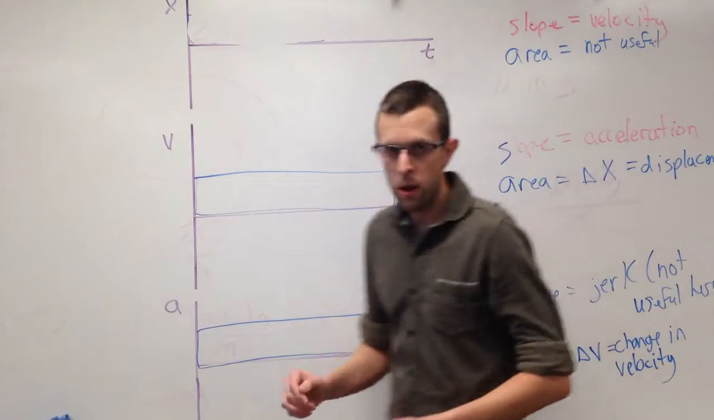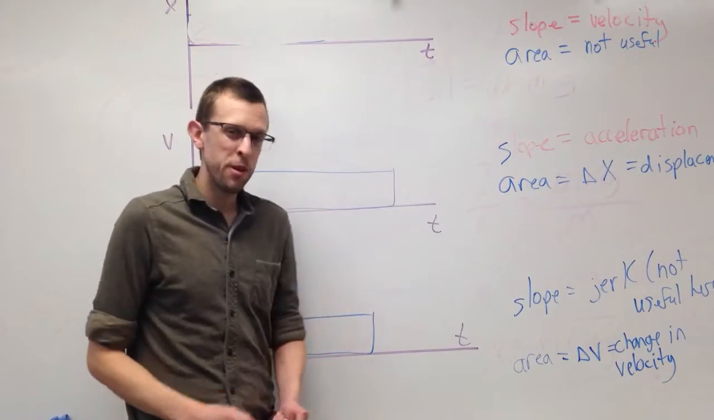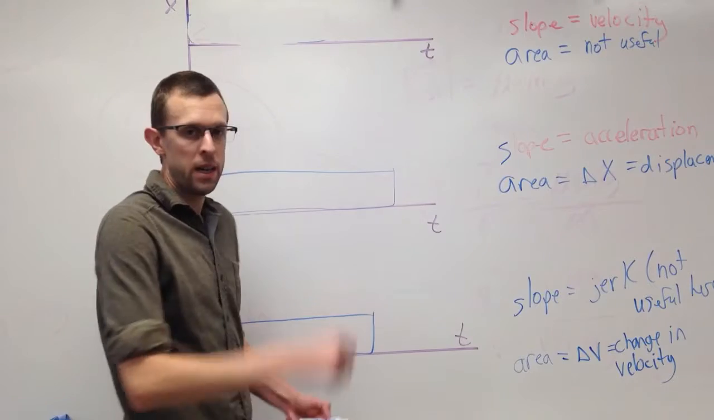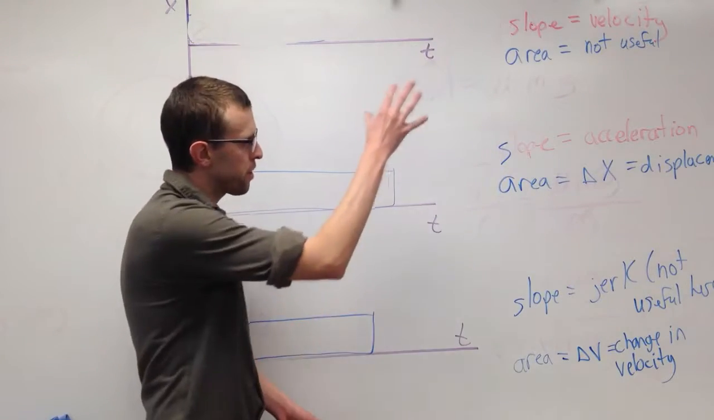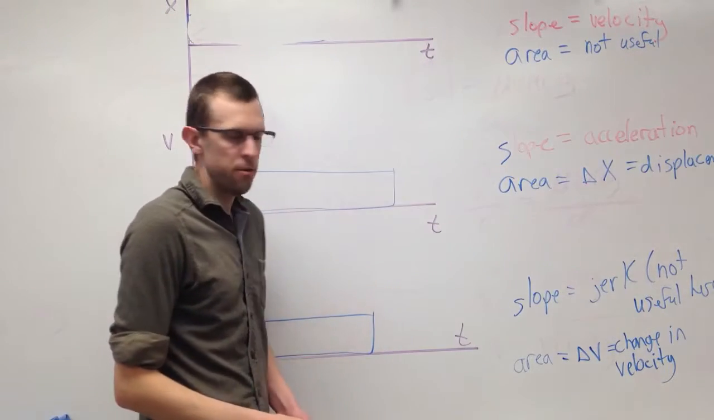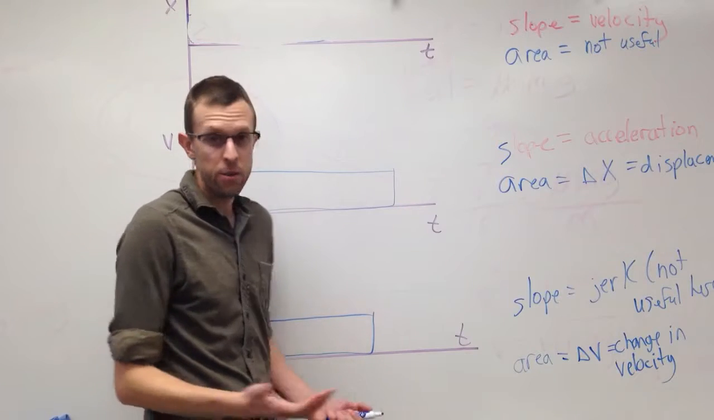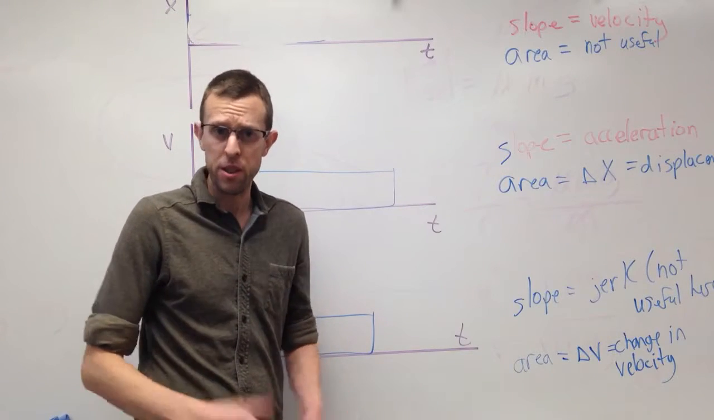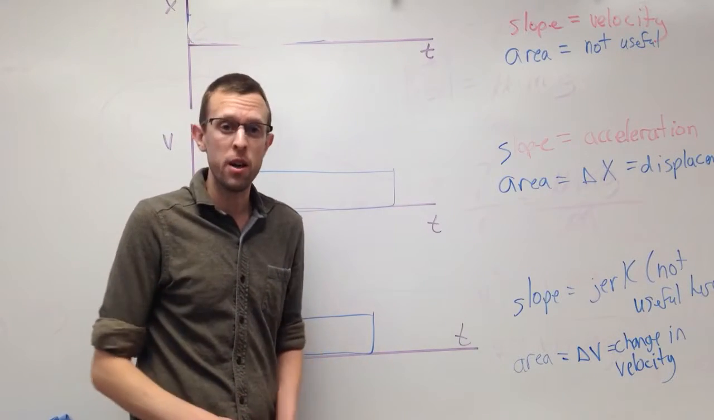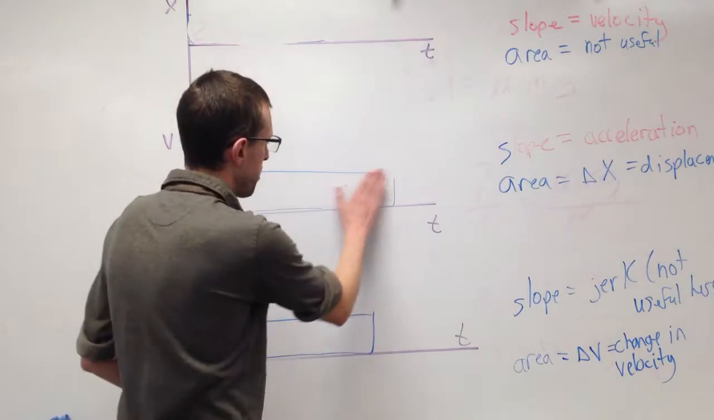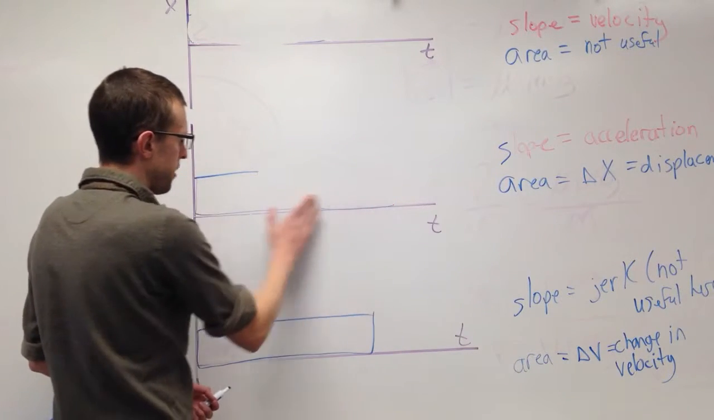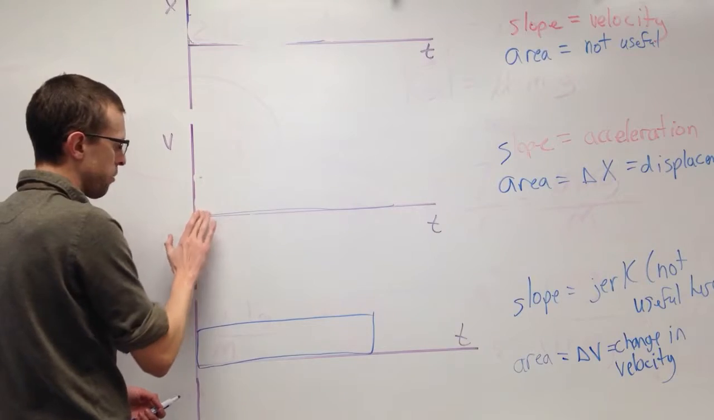Now, that's all well and good, but one of the things we're going to be asked to do periodically is convert from one graph to another. Using these ideas of slope and area under the curve, we can do that. It just sometimes takes a few different steps, and it's a tricky process conceptually. I'm going to start out with a velocity graph, and that way we can practice going both directions.